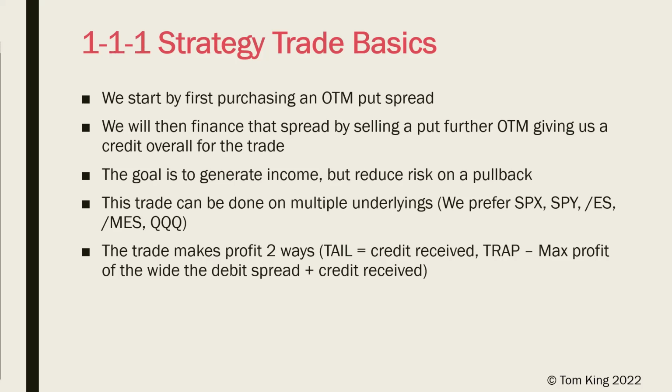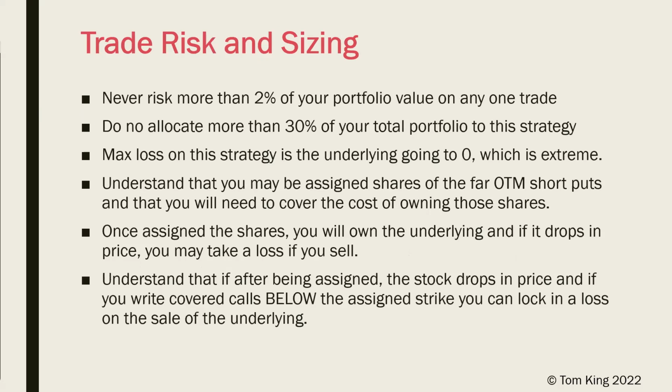And the trade makes profit in two ways. You've got a tail credit, or tail, which is the credit you received. So there's a tail to these, and then there's a trap that we create where the max profit can occur, which is the width of the debit spread plus the credit you received. We're going to cover that in just a moment or so, but you'll get a chance to see what that looks like. So two different ways of making profit. The tail, you keep your credit. The trap, you not only keep your credit, but you also get the benefit of adding the width of the debit spread in credit as well. So you really can profit 4 times or more your initial credit.